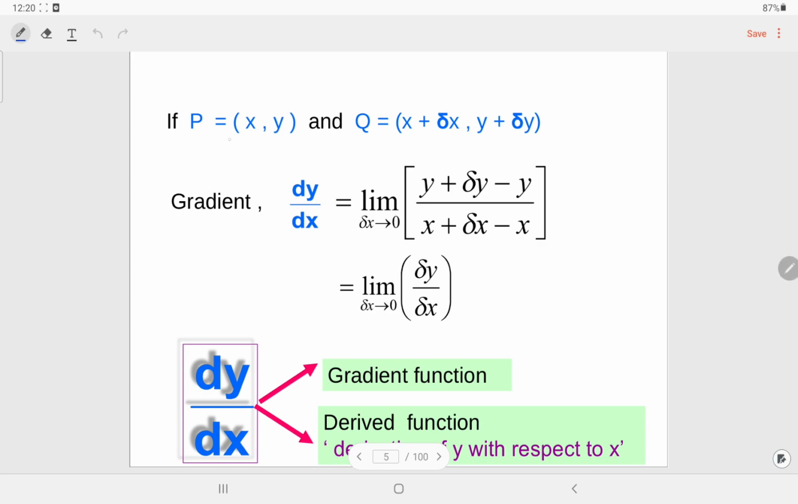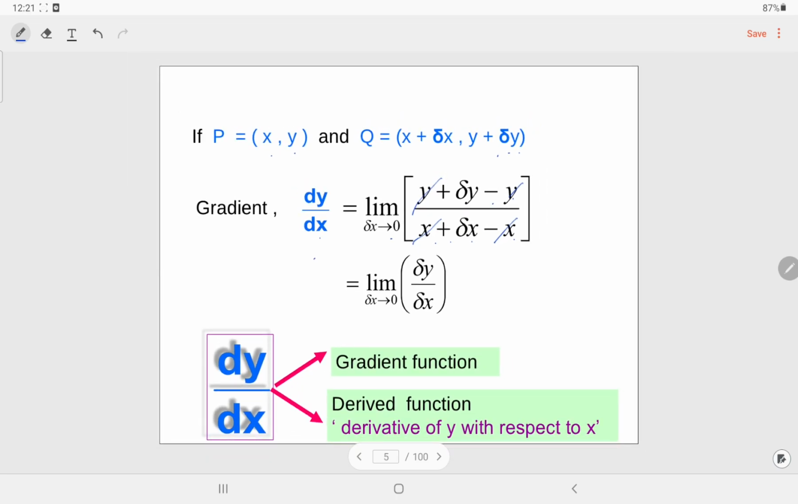Next, if point P equals (x, y) and Q is (x plus delta x, y plus delta y), the gradient dy over dx is the limit as delta x approaches 0 of y plus delta y minus y over x plus delta x minus x. We can cancel out, so we get the limit as delta x approaches 0 of delta y over delta x. So we can say that dy over dx is the gradient of the function. The derived function is the derivative of y with respect to x.